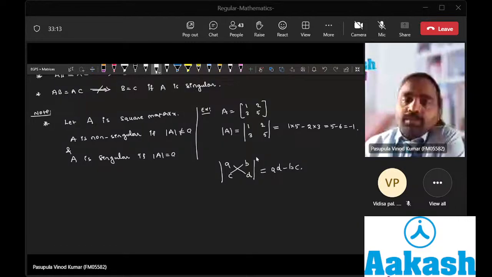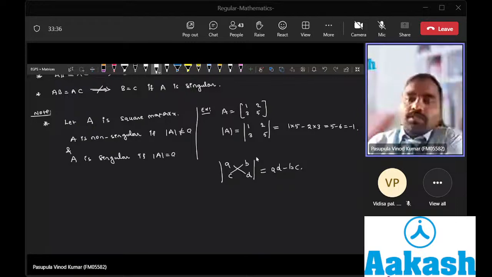Is minus 1 equal to 0? It is not equal to 0. Therefore, A is a non-singular matrix. If determinant of A is not equal to 0, A is non-singular.